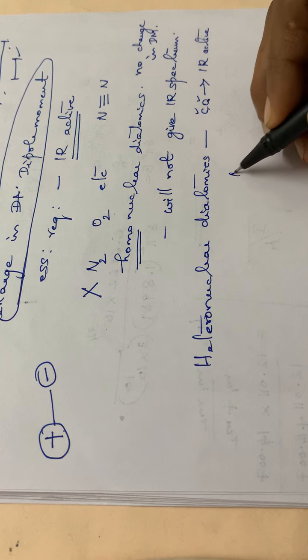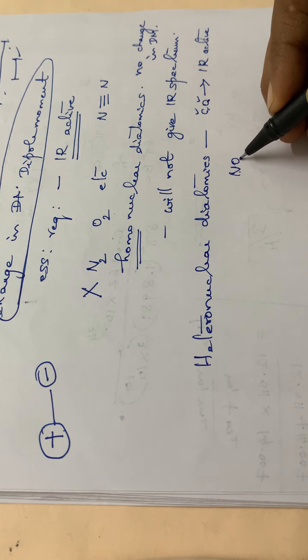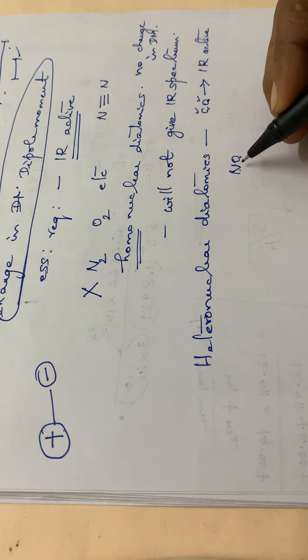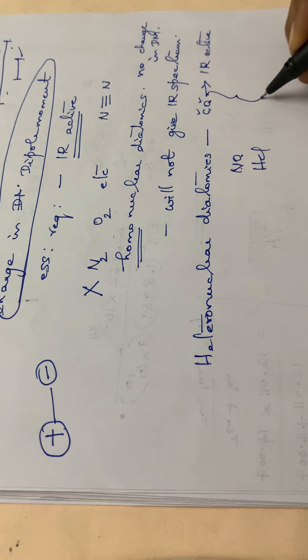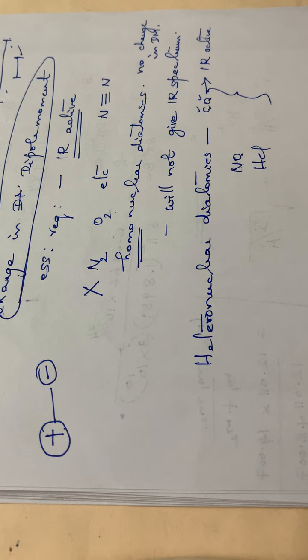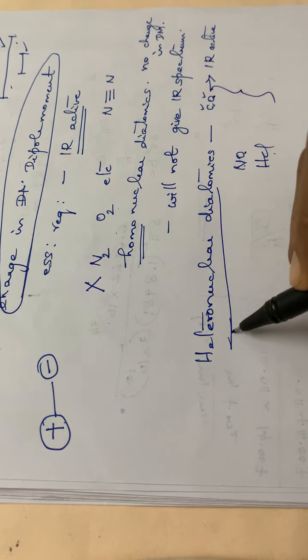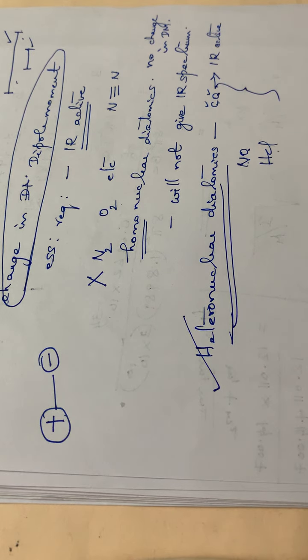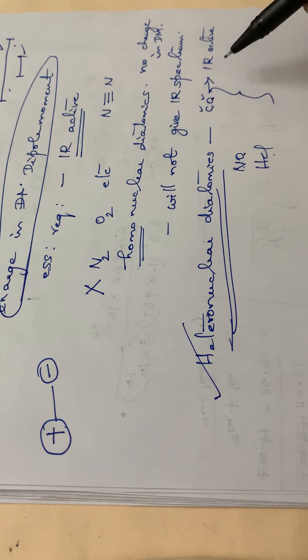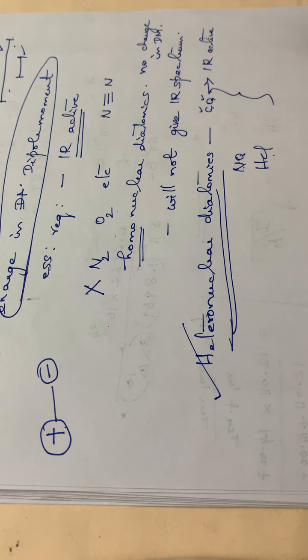Then another example is NO. Here also there is an electronegativity difference, since there are two different types of atoms, so it is also IR active. In the case of HCl also, it is IR active. All these molecules are heteronuclear diatomic molecules, so we can say heteronuclear diatomic molecules will be IR active. Examples: CO, NO and HCl.